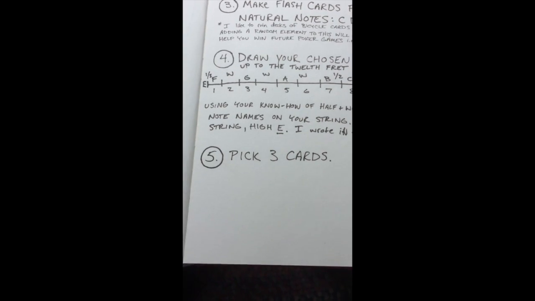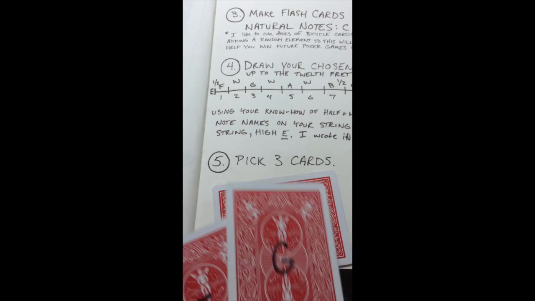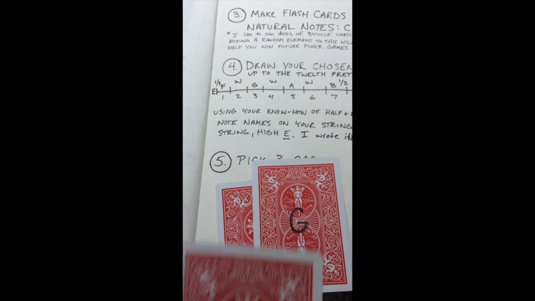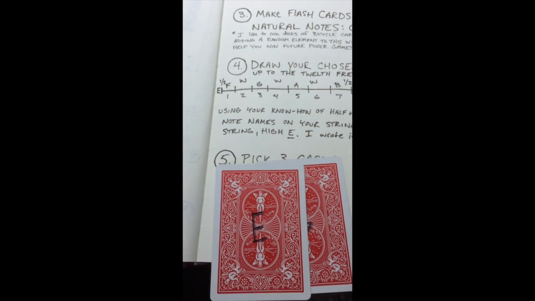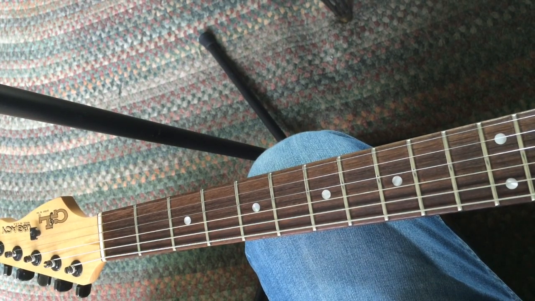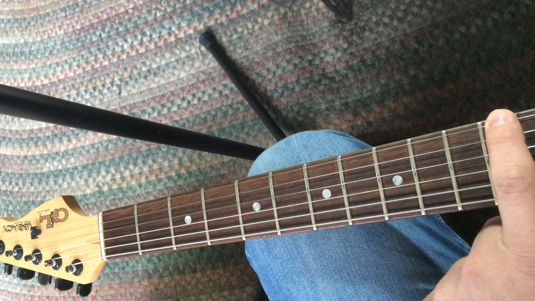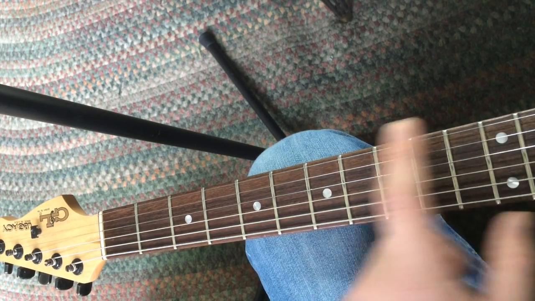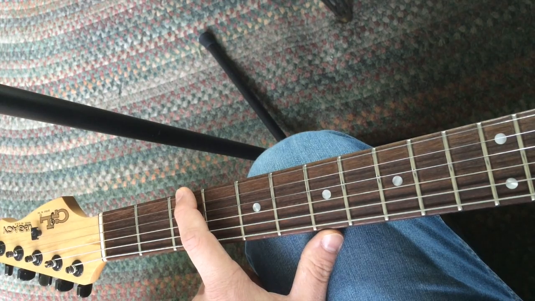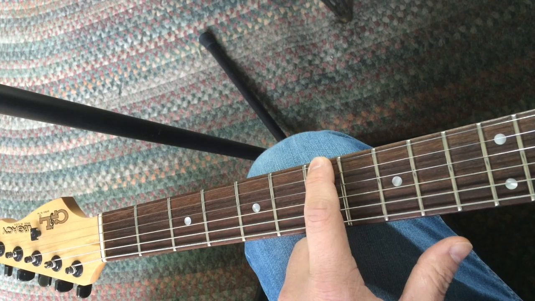Now you're going to draw 3 cards from your flashcards with the natural notes. I got a B, a G, and an E. Now let's take a minute to actually map those notes out on the fingerboard. I have 2 E's, one open and one at the 12th fret, a G here at the 3rd fret, and a B at the 7th fret.